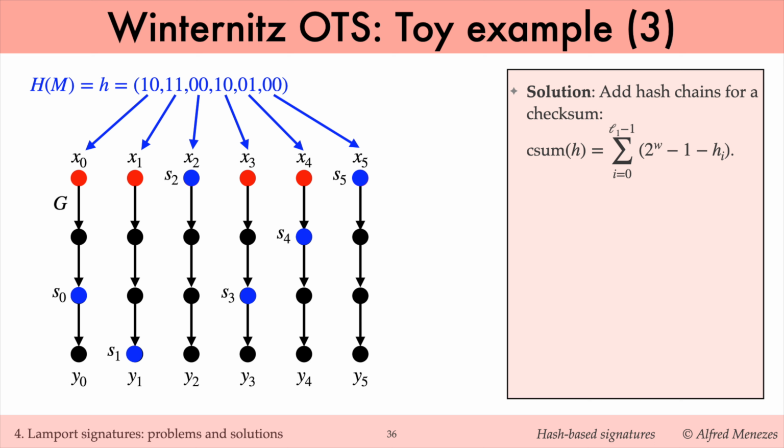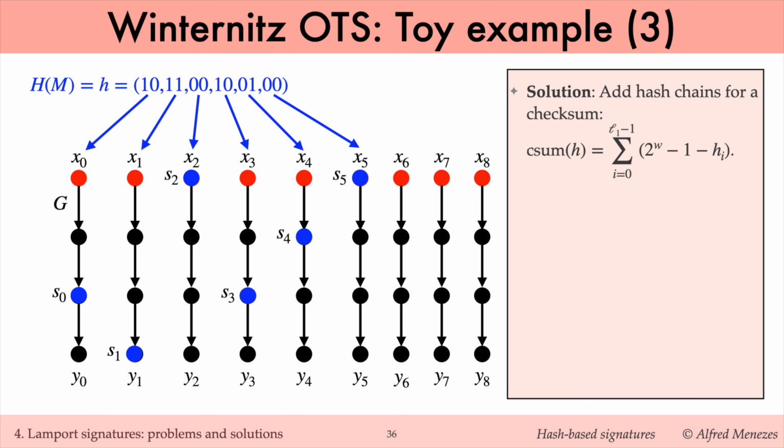Since each term of the checksum is at most 2 to the w minus 1, or 3 in the example, the checksum of h is at most 6 times 3, which is 18. Such a checksum can be represented as a binary string of length at most 5, which can be written as a sequence of 3 2-bit blocks, after prepending a 0-bit. So Alice uses 3 additional hash chains to represent the 2-bit blocks of the message hash's checksum.